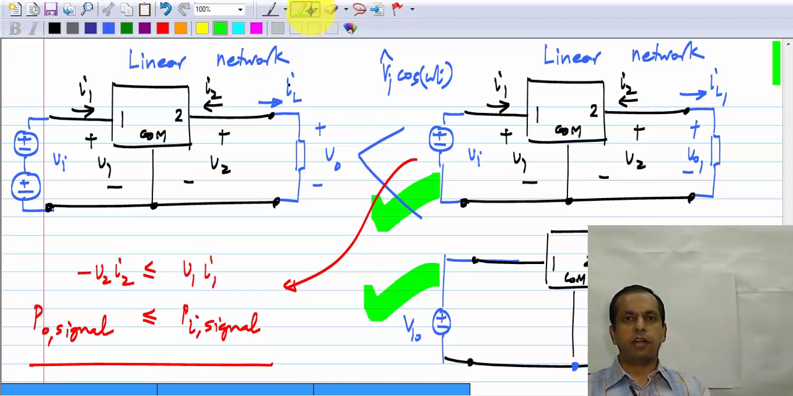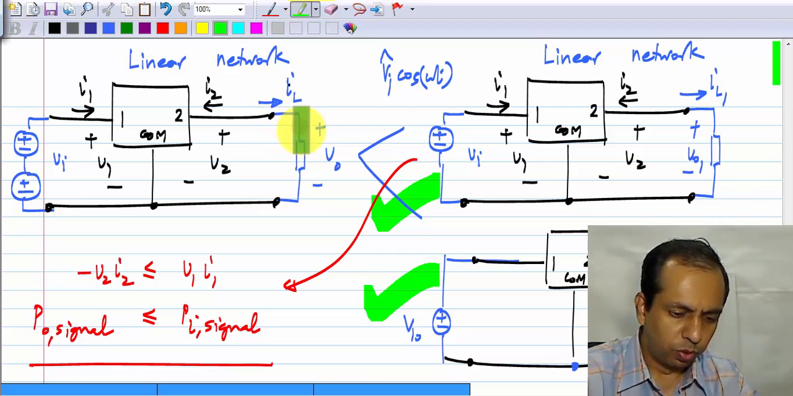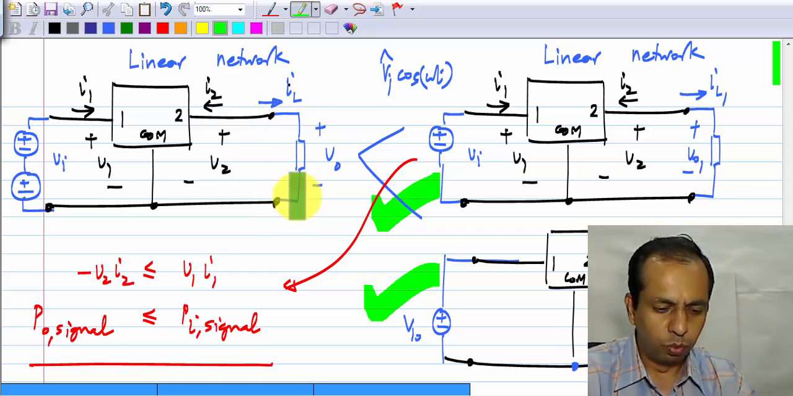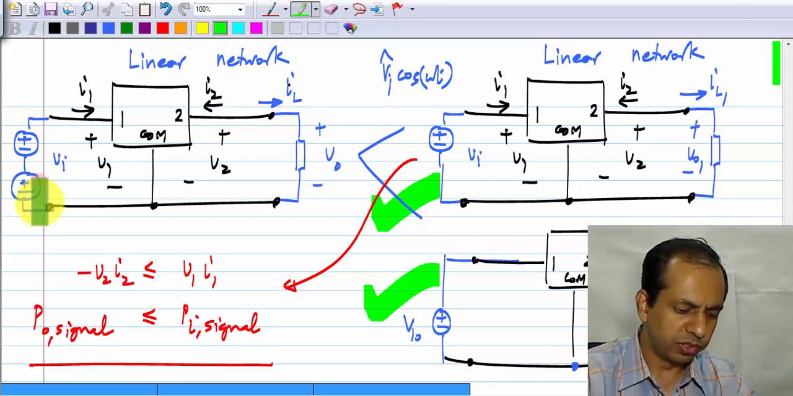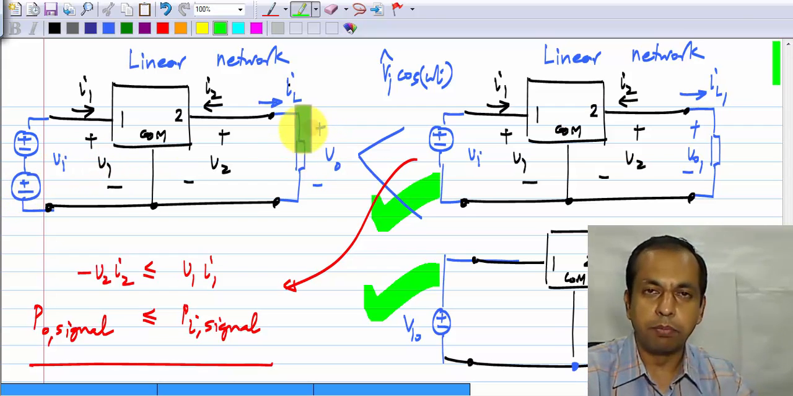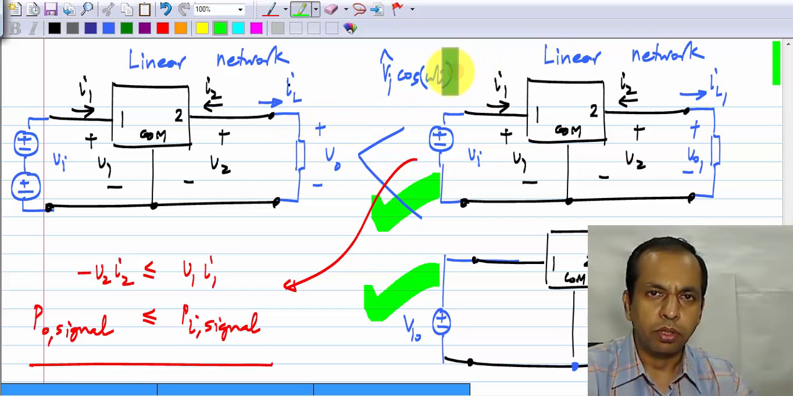you cannot have an output power in the signal component that is more than the input power in the signal component. You will surely have an additional output power, because the voltage across this, for instance, if you consider this load as a resistor, will have components from the input source as well as the DC. So, there will be additional power in the load for sure, but that will not get translated to power in the signal component.